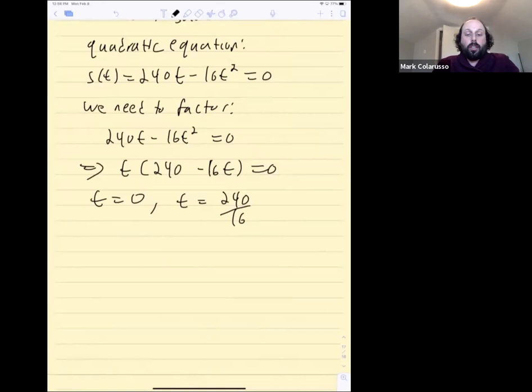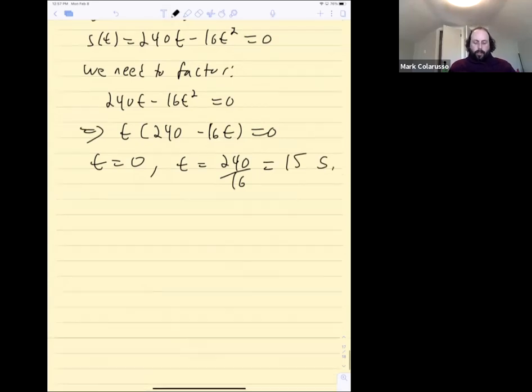which I think actually is a whole number. Let me check. No, it's not a whole number. Sorry. What is it? It is a whole number. It's 15. Okay, so there's two solutions, 0 and 15.